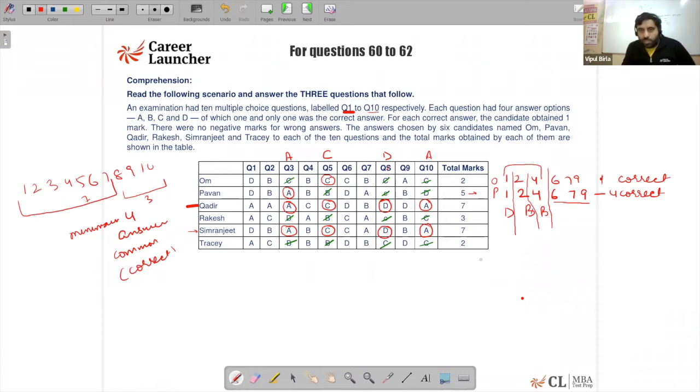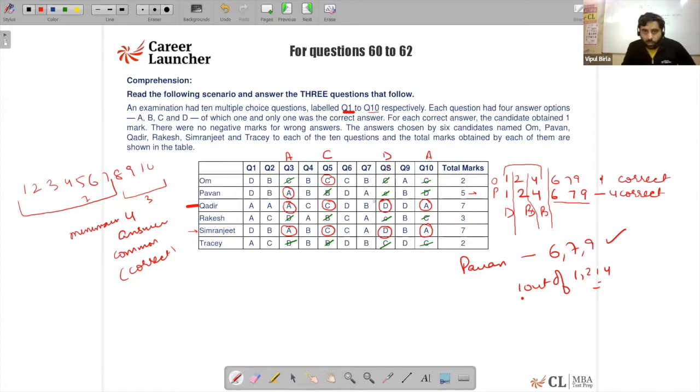And therefore, in a sense, we can say Pavan has done 6, 7, 9 correct, because 3 has to be there, and 1 out of 1 to 4. Because I know the responses given by Om and Pavan are the same for 1, 2, and 4, and Om has to have only one correct answer of the remaining. So for question number 1, 2, 4, we have exactly one correct answer, and the remaining answers by Pavan, which are D, A, and B for option numbers 6, 7, 9, have to be correct, because he has to have 5 correct.